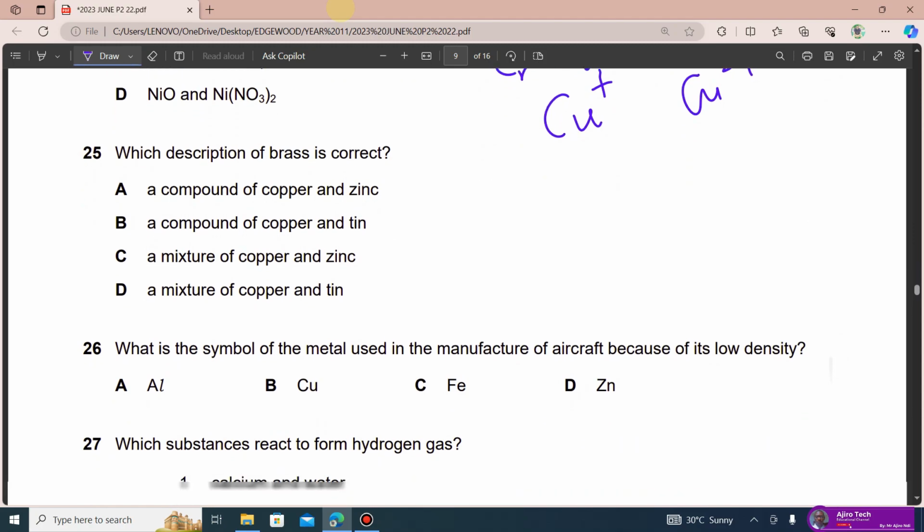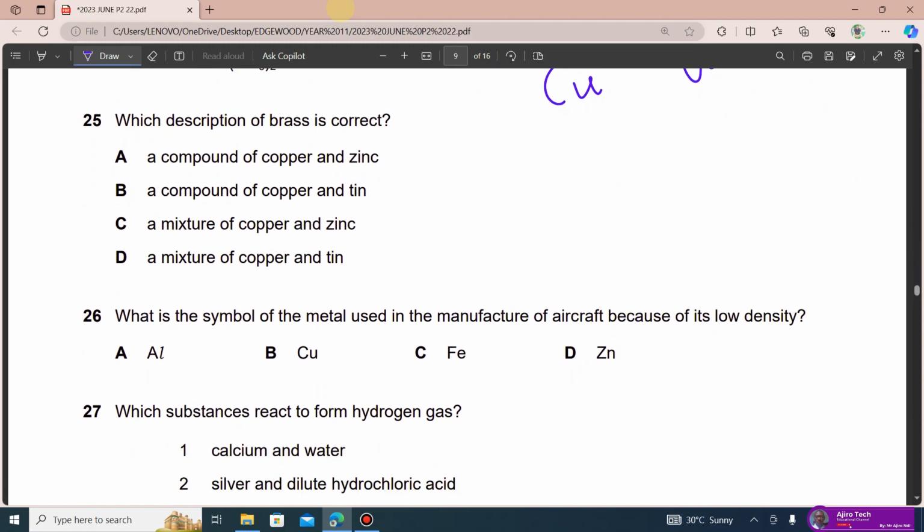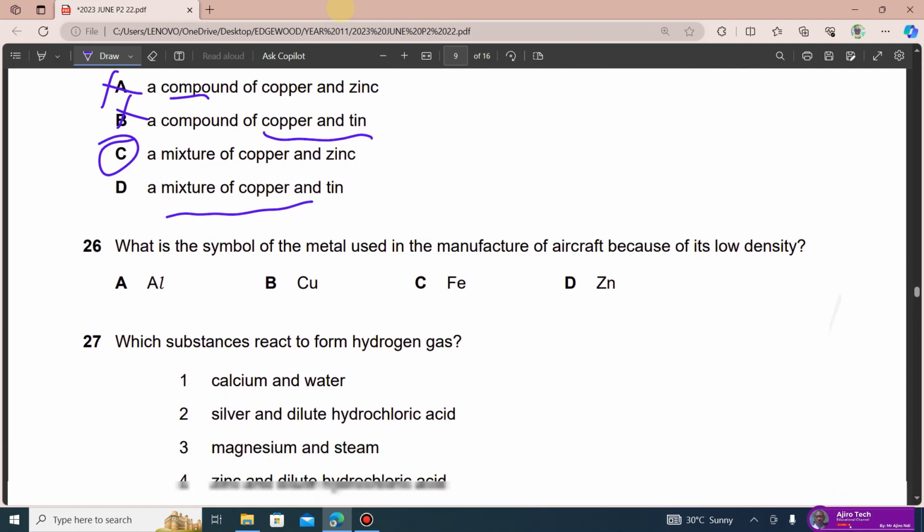Which description of brass is correct? When you talk about brass, it is simply a mixture of copper and zinc. So copper and tin is simply bronze. And remember, it has to be a mixture, it's not a compound. So this is for bronze.